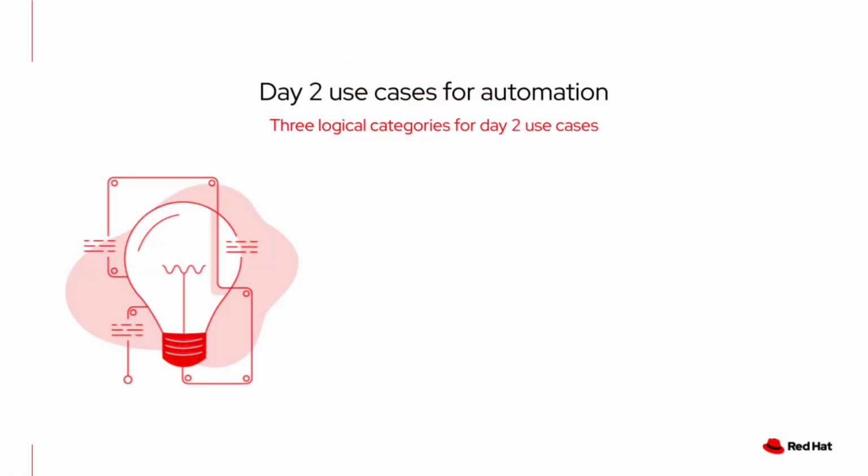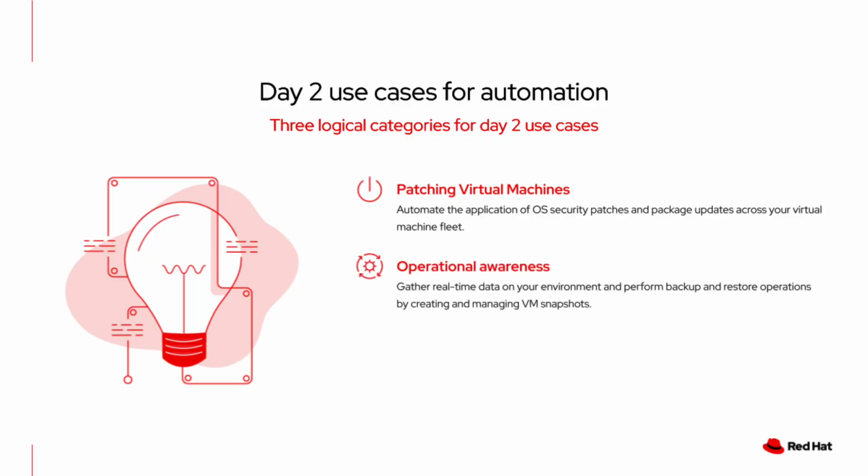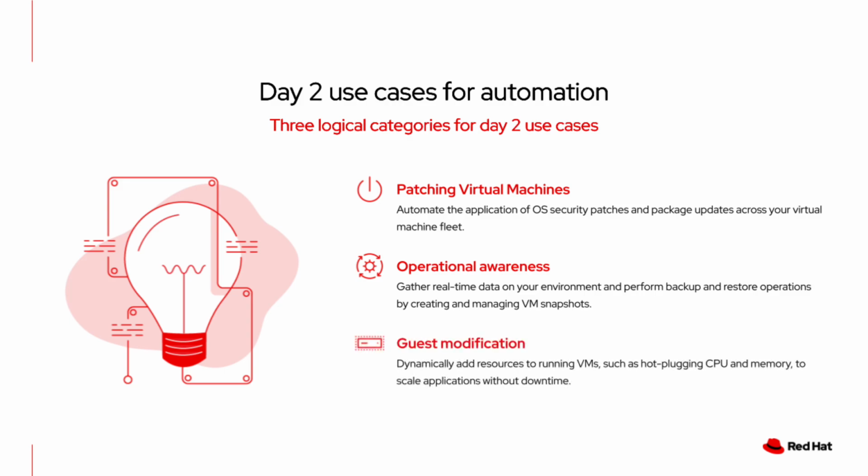Okay, now we have our infrastructure set up, but the work isn't done. This brings us to day 2 automation. Think about the routine work you do every day. You might need to patch a large group of VMs for security updates. You will also need operational awareness, that is gathering key information about the status of your devices or taking VM snapshots for reliable backups. And then you'll have to do guest modifications, like adding CPU and memory to a running virtual machine. Ansible can help you automate all of this.